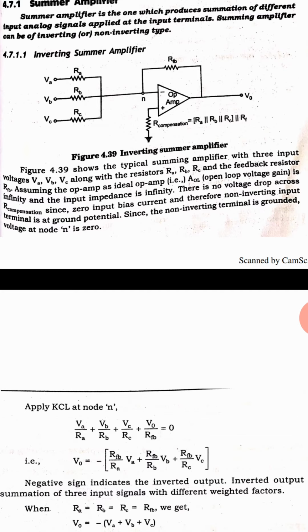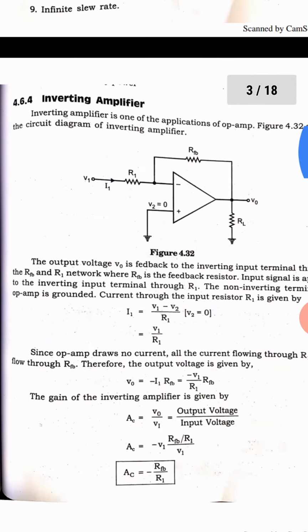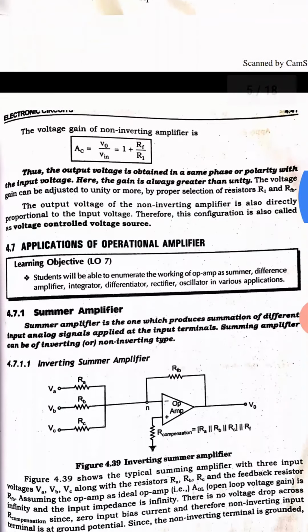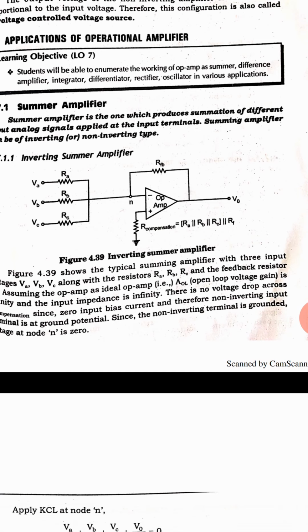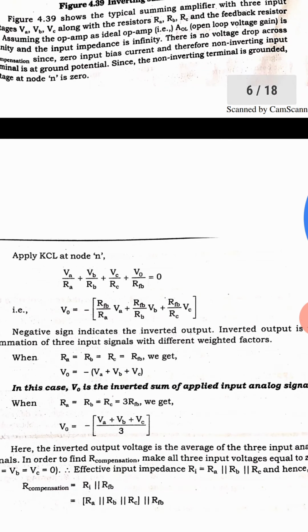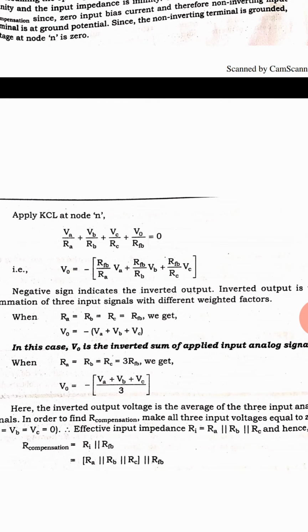Earlier we discussed this: V1 minus V2 divided by R1, where V2 is ground potential, so we make V2 as 0. Here also we are doing the same: VA minus Vn, VB minus Vn, VC minus Vn, and Vn is at ground potential. Rearranging the equation, V0 is equal to minus of feedback resistance by RA times VA, and so on. The negative sign indicates the inverted output.